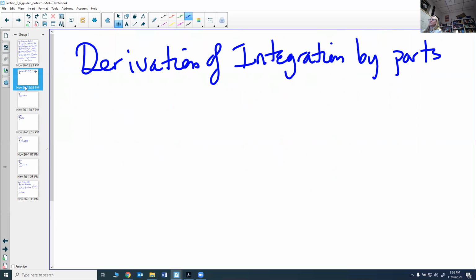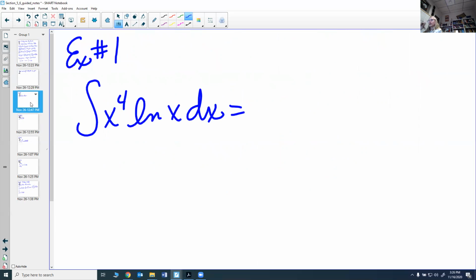So let's go ahead and try to find some examples of this. Let's actually look and see how this works. So we have the integral of x to the fourth natural log of x dx. I would like to find out what that integral is.